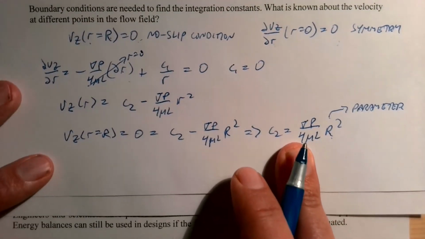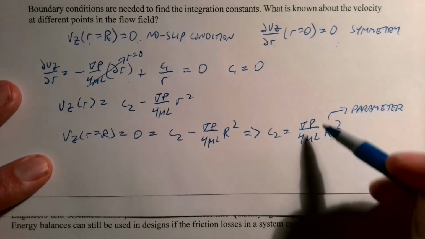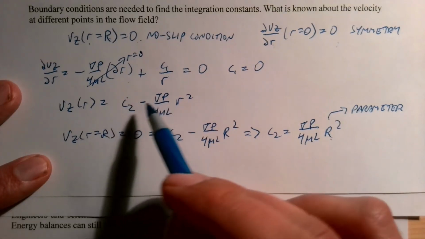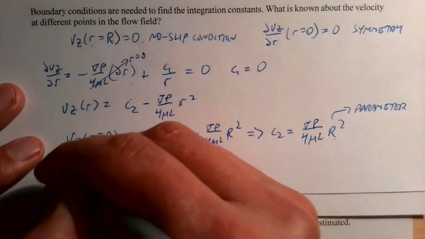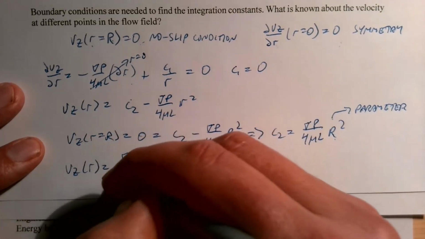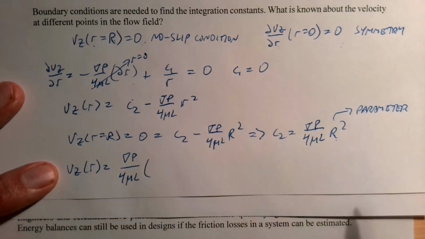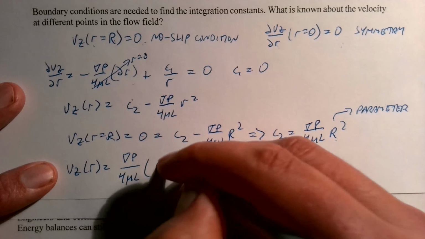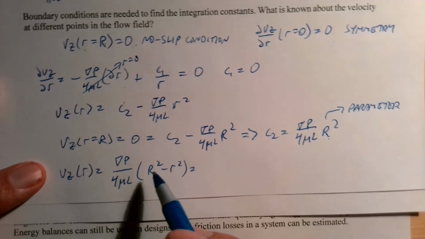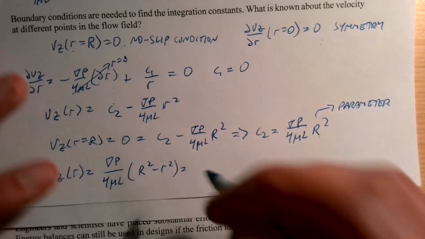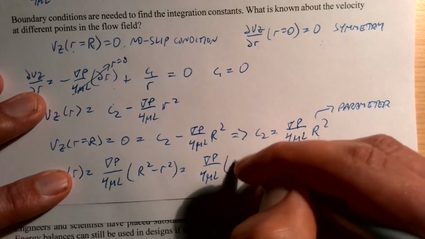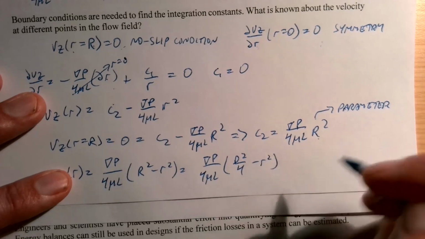So if I go back and plug that in here, you'll see I have this delta P over 4 mu L term, and it's at both of these, and so I can factor that out, and that leaves behind big R squared minus little r squared. So Vz of r is equal to delta P over 4 mu L times big R squared minus little r squared. And if I wanted to write this with diameter instead of radius, because we often work with the diameter, then I would have delta P over 4 mu L times d squared over 4 minus r squared. So either one of those is right.